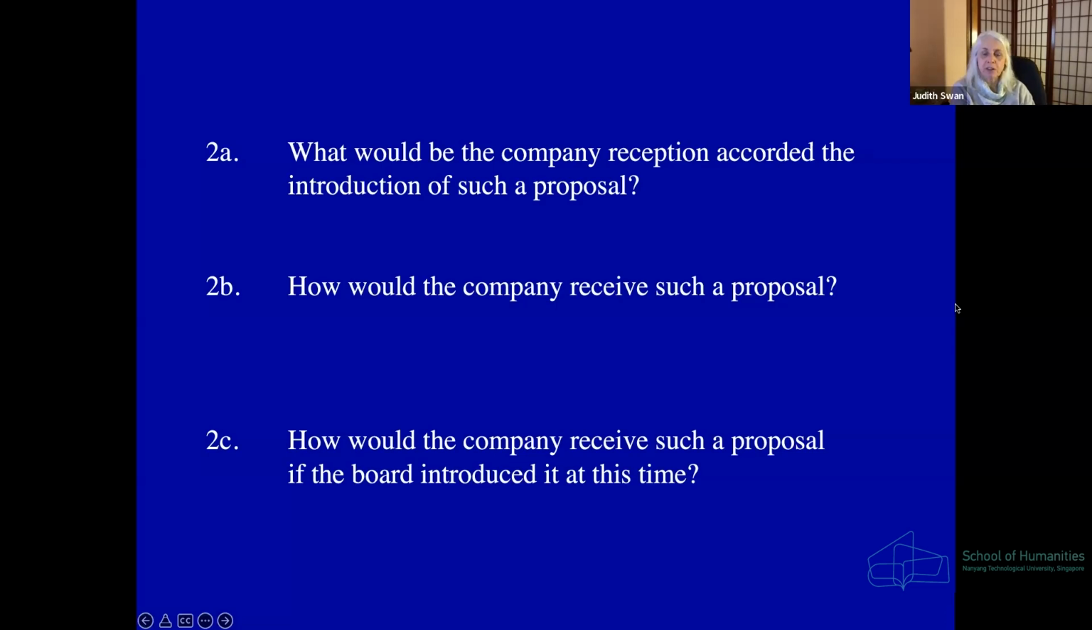How would the company receive such a proposal? Well, thanks, I got that. If the board, where did they come from? Introduced it at this time. That's what 2A was trying to say. Okay, quick question. How many actions?